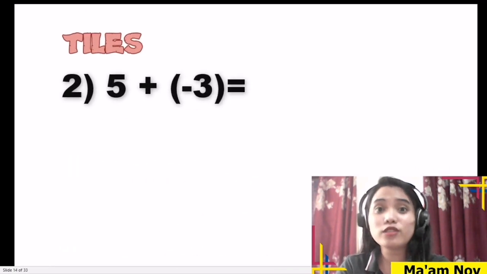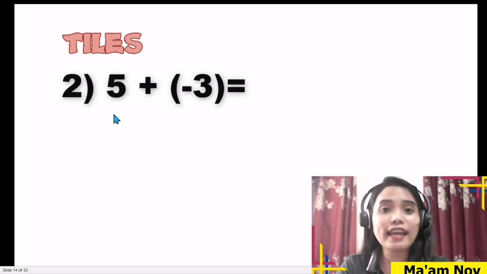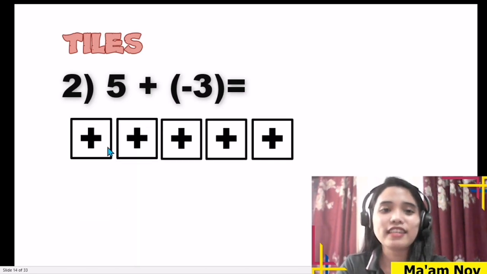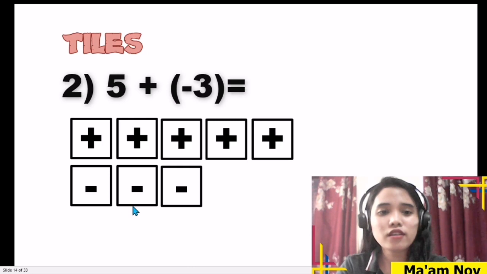How about if you will use the tiles method? So, how many positive tiles ang kailangan? 5. Okay, so we have 1, 2, 3, 4, 5. How many negative tiles ang kailangan? 3. So, 1, 2, 3.